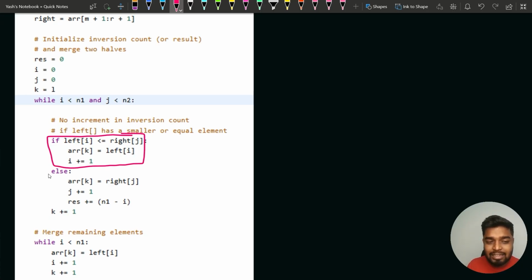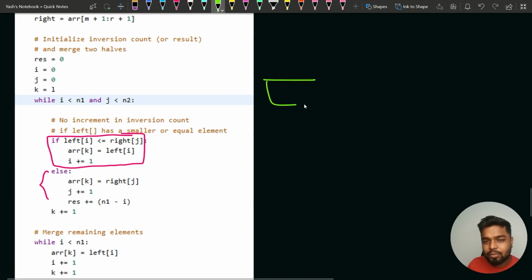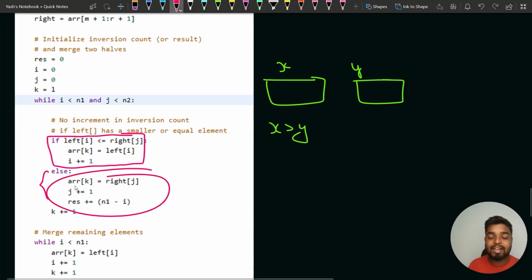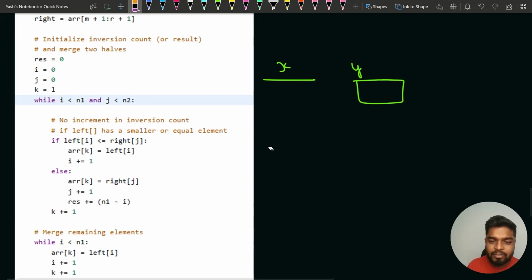But otherwise, if the right element is lesser, that is when we have a problem, because you have to understand one thing: if you consider the left half and the right half, and there is a particular element x here and y here, and x is greater than y. Basically, the else part is when the right element is lesser. Whenever the right element is lesser, there will be an inversion. So we will be cleverly counting those inversions. How? Let's understand with the help of test cases here.